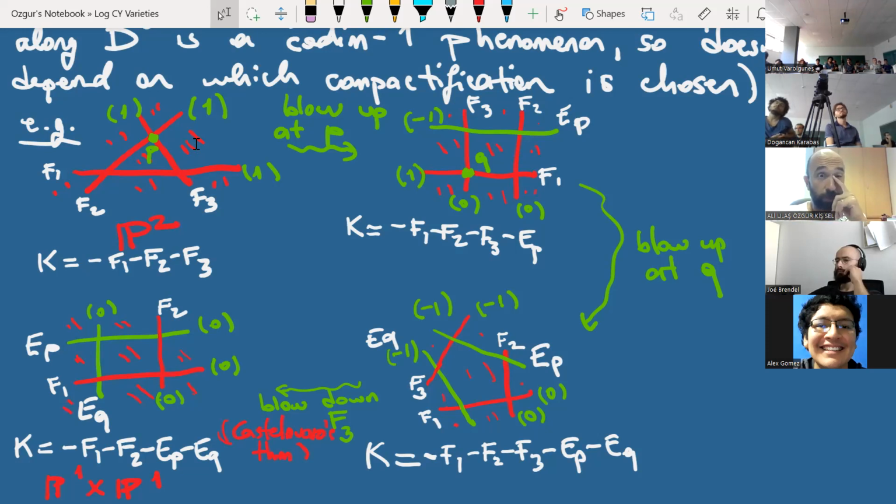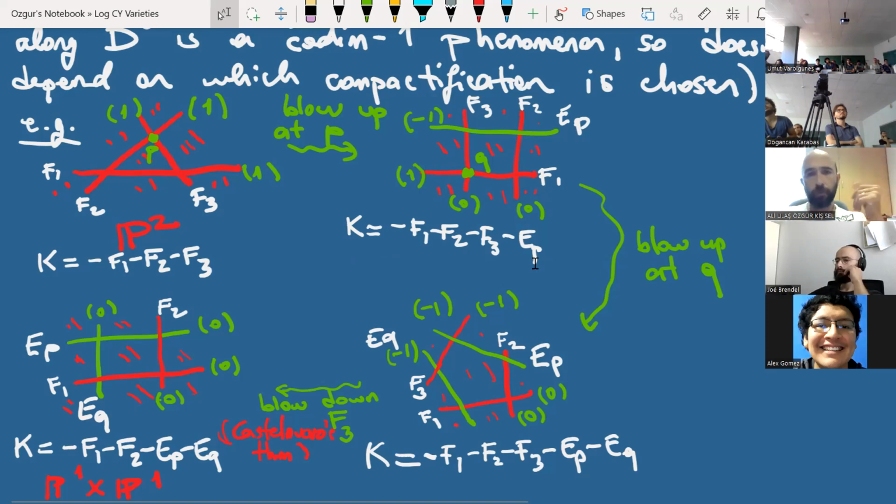So let's blow up the picture at P. With some abuse of language, the strict transforms of the curves are denoted by the same letters, and the exceptional divisor at P will be EP. Now that's a -1 curve. That blow up reduces the self-intersection numbers of F2 and F3, which pass through P, by 1. So the self-intersections drop to 0, whereas the self-intersection of F1 remains 1. If you compute the canonical class, it is -F1 -F2 -F3 -EP.